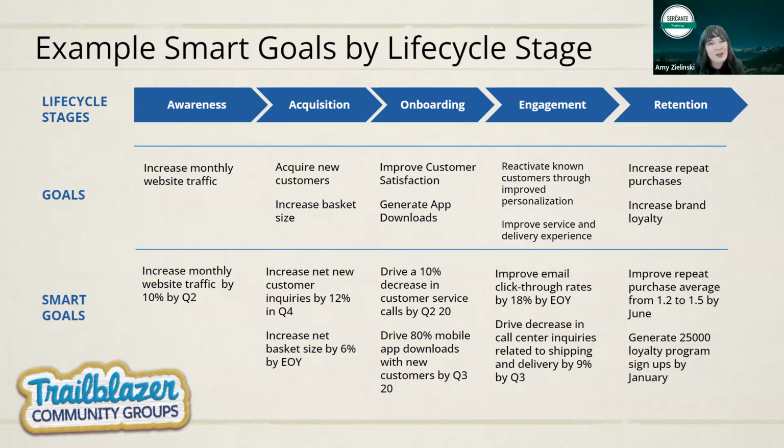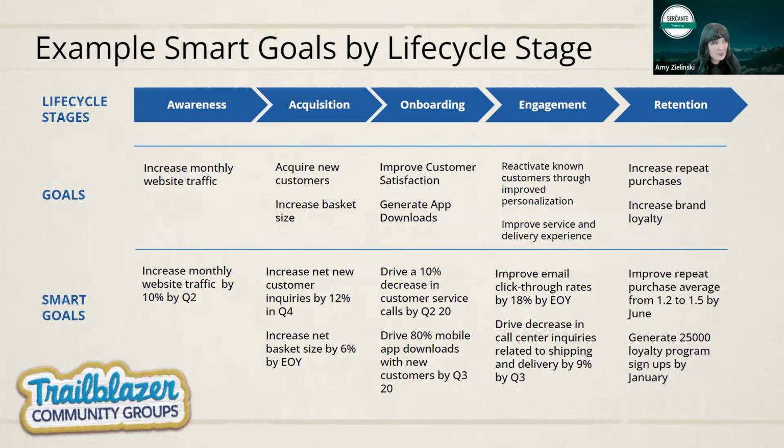So let's say the first stage of our life cycle journey is awareness. What are our goals for awareness? We want to increase monthly website traffic. Simple enough, right? We need to turn that into a SMART goal. Our SMART goal needs to be, again, measurable, time-bound, needs to be attainable. So we are going to increase the monthly website traffic by 10% by Q2. So we now know that our goal is to increase it by 10% specifically, and we need to do that by Q2.